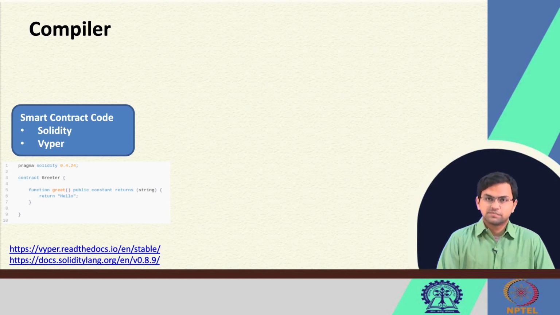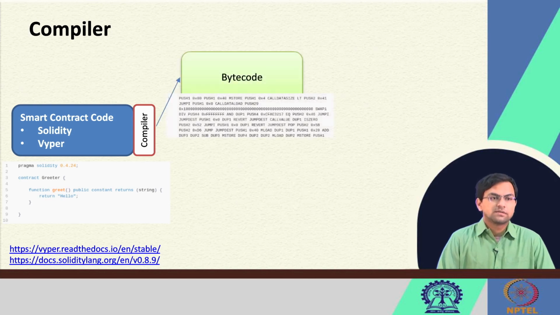Now, these smart contract languages are high level languages, and they cannot be directly executed on the Ethereum virtual machine. So what we need is a smart contract compiler. This specific smart contract compiler takes as input the high level smart contract code and produces the output as byte code. So this contract in high level language is converted into byte code, which then can be executed by the Ethereum virtual machine.